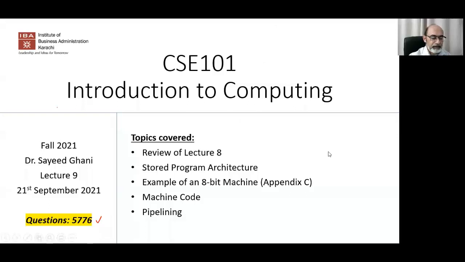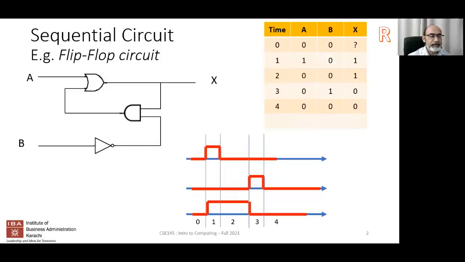Let's take a look at lecture number 8. We discussed sequential circuits, and this was an example of a flip-flop circuit, which can be used to store a single bit in memory. And we saw how that can be done last time.